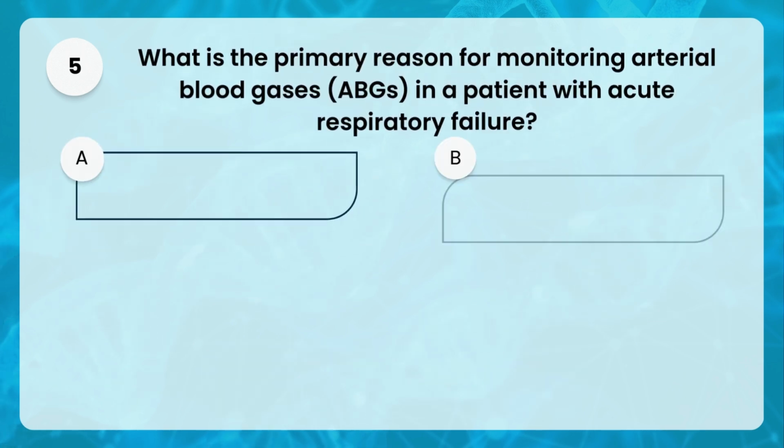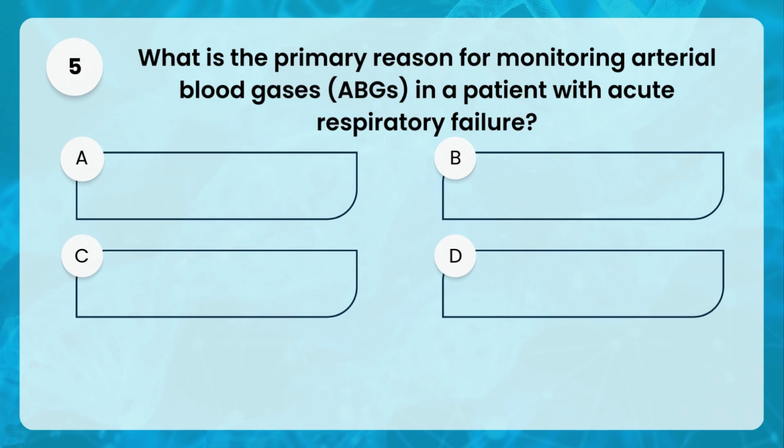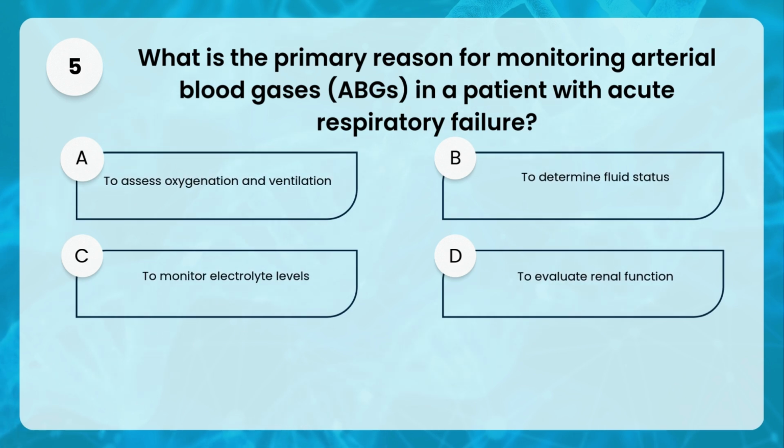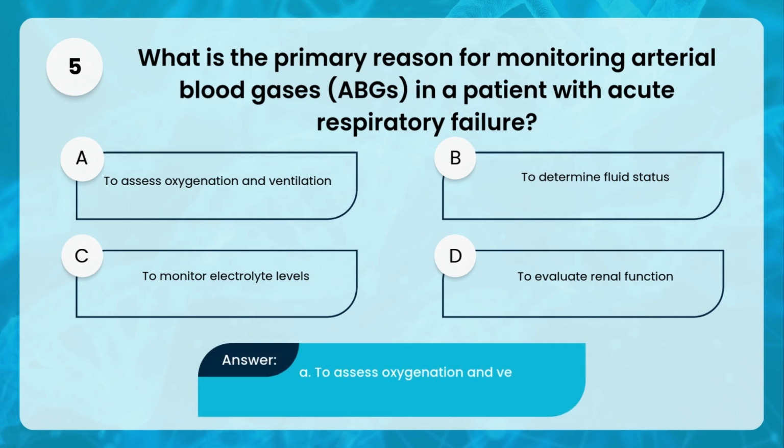Number 5. What is the primary reason for monitoring arterial blood gases, ABGs, in a patient with acute respiratory failure? A. To assess oxygenation and ventilation. B. To determine fluid status. C. To monitor electrolyte levels. Or D. To evaluate renal function. The answer is A. To assess oxygenation and ventilation.